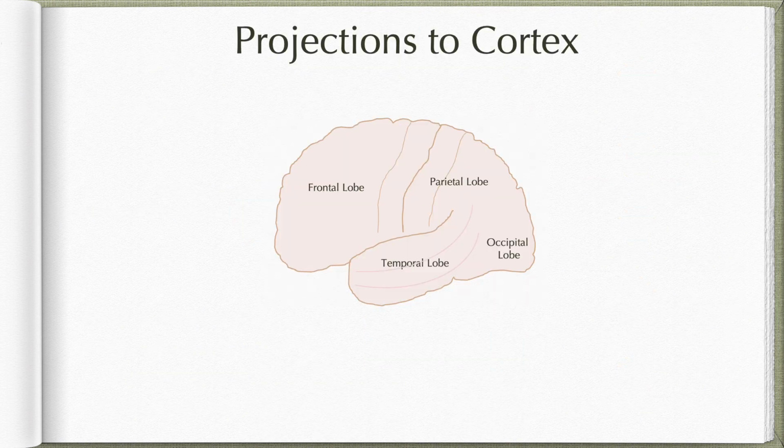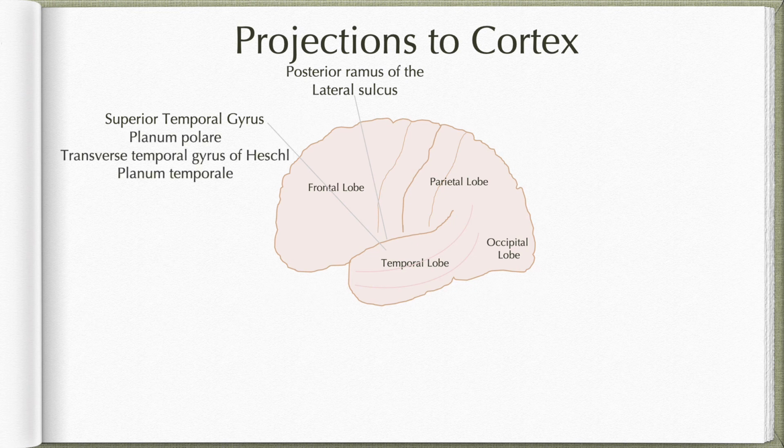Now coming to the cortical projections, this is the superior temporal gyrus. Its superior surface will be buried within the depth of the posterior ramus of the lateral sulcus. So that superior surface shows three areas from front to back. That includes planum polare, transverse temporal gyrus of Heschl, and planum temporale.